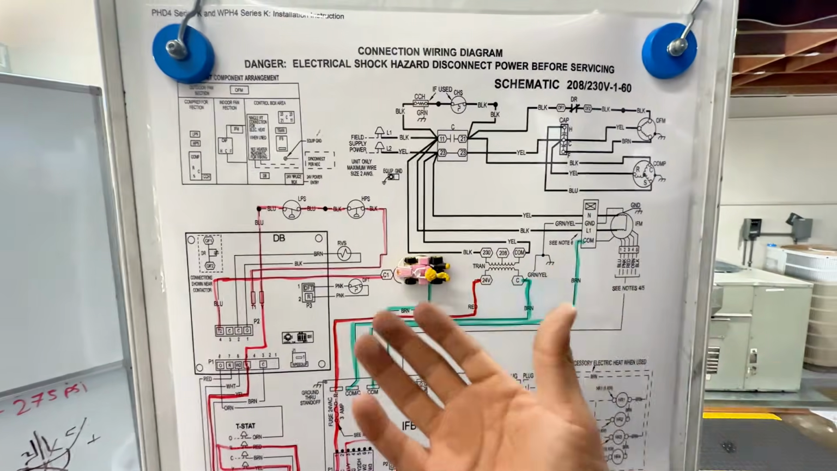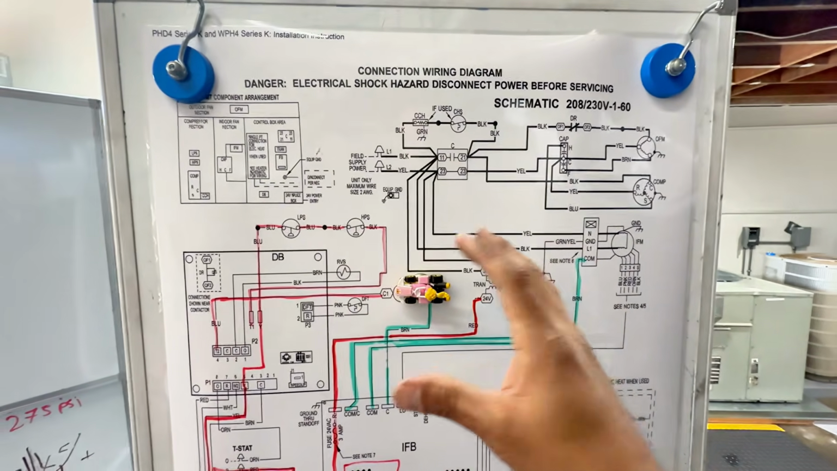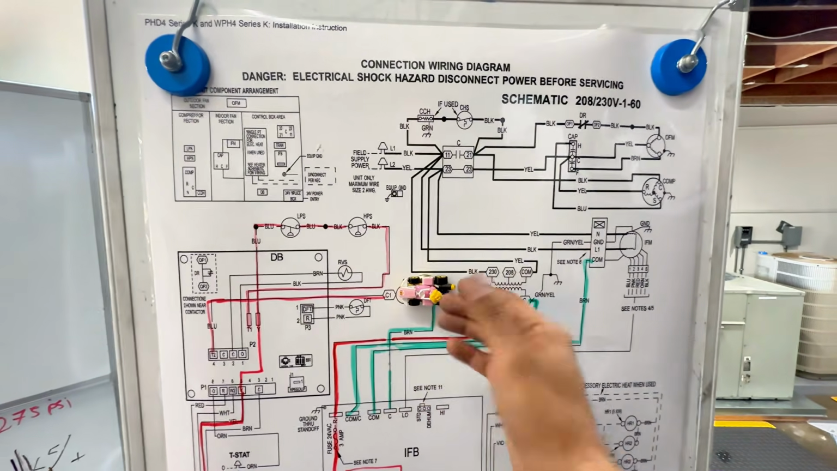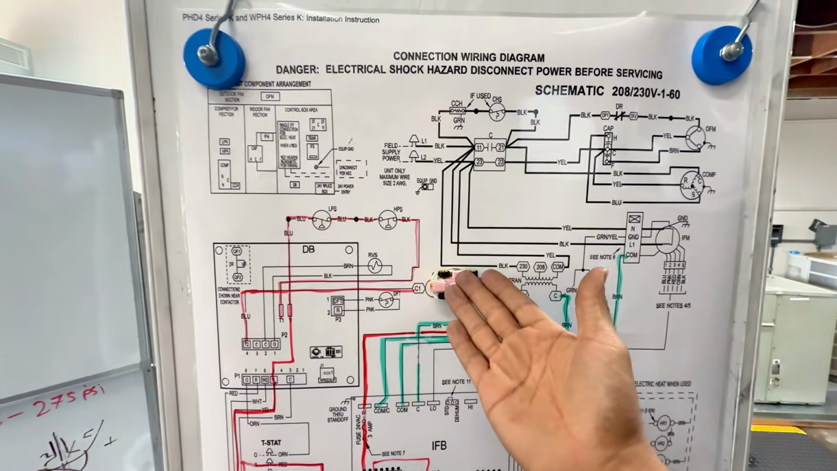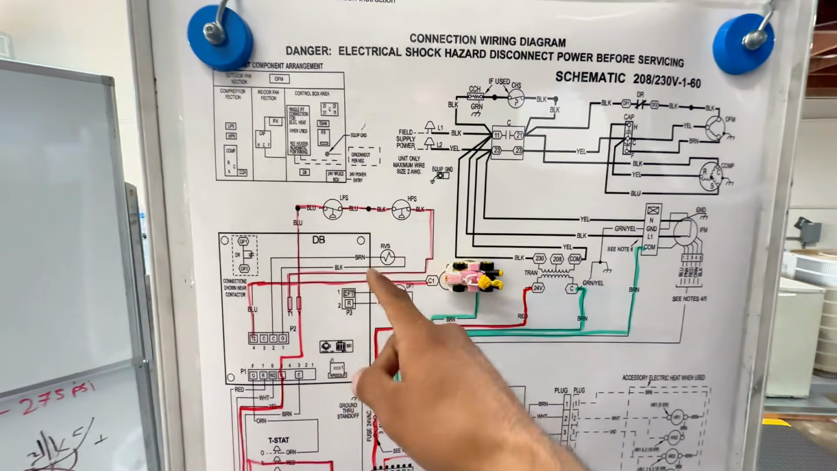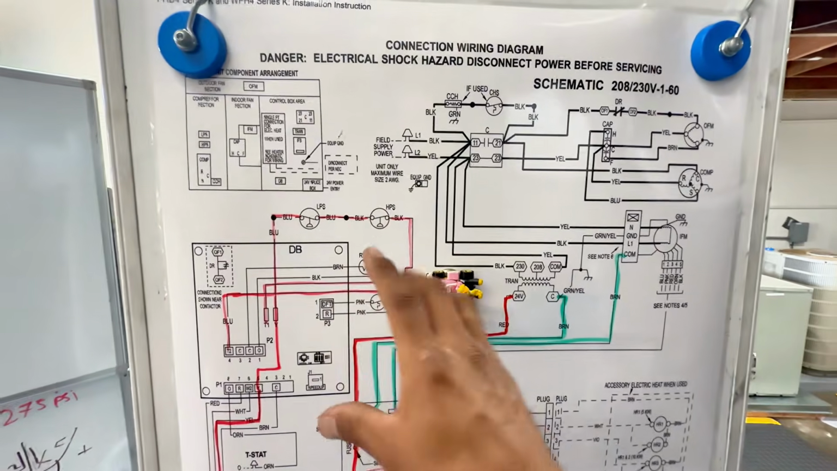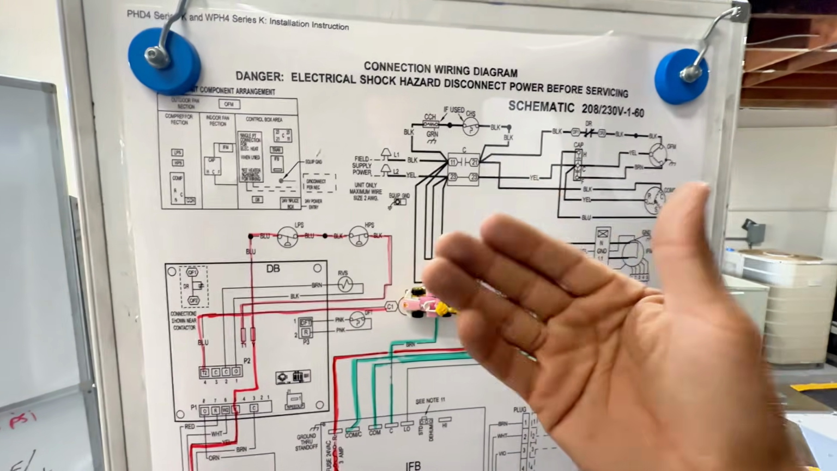But I really focused on the low voltage side of things with the cooling. At least with this system, it was a heat pump. All we're doing is making sure that our common makes it to one side of the coil, and then the 24 volts makes it to the other side. But still, that can be a lot to digest.